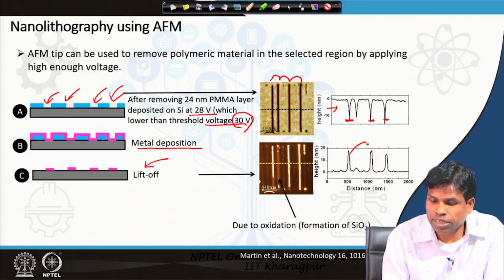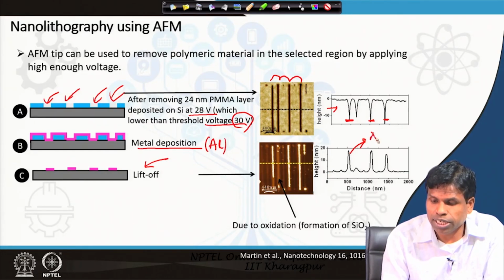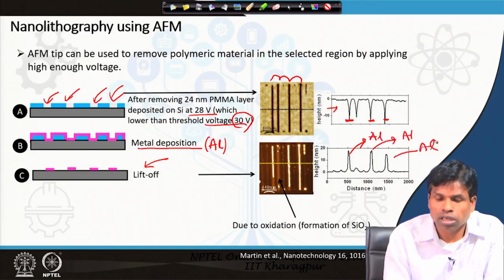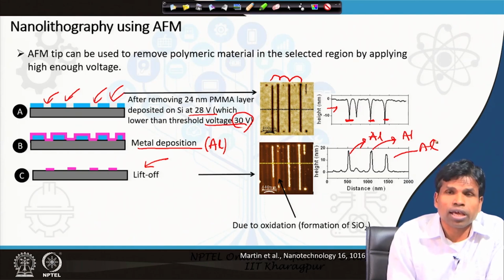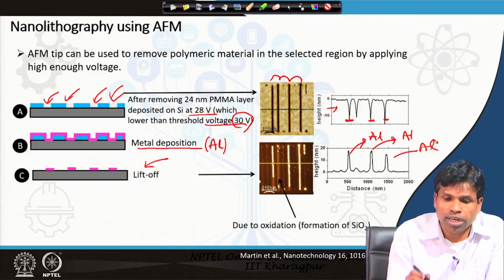So, this is the metal deposition, and in this particular case it was aluminum. Aluminum can be deposited, and one can create aluminum features on the surface using a nanolithography process through the AFM. So, AFM can be used for nanolithography purposes to create patterns on substrates.